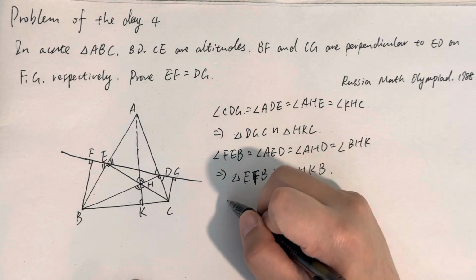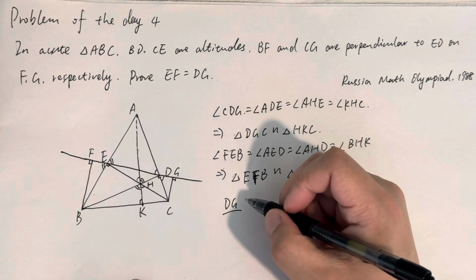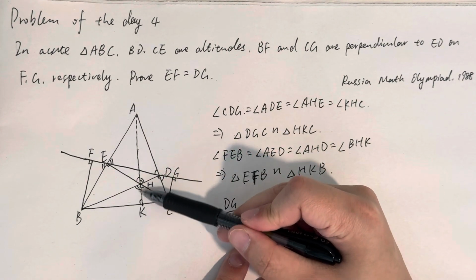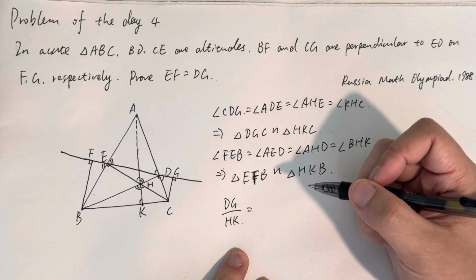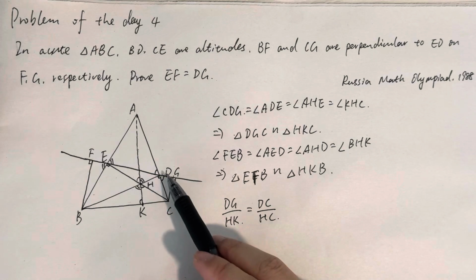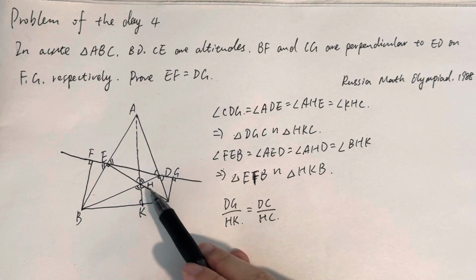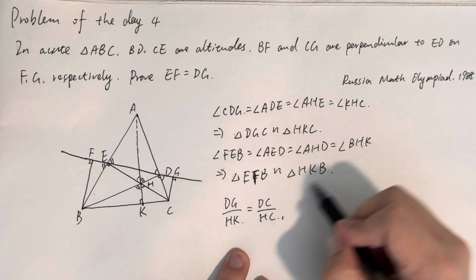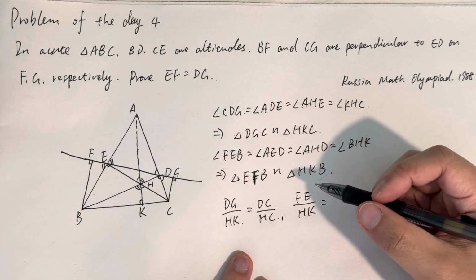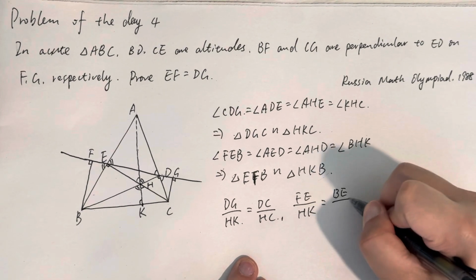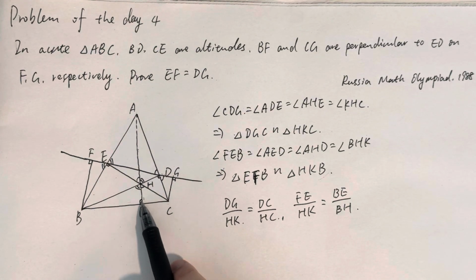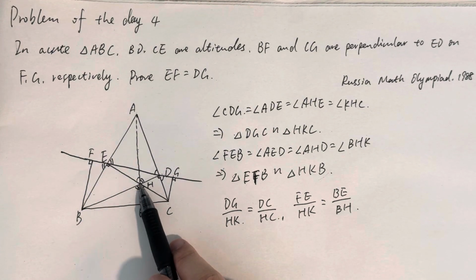We know that DG to HK equals DC to HC. And from this one, we know that FE to HK equals BE to BH.